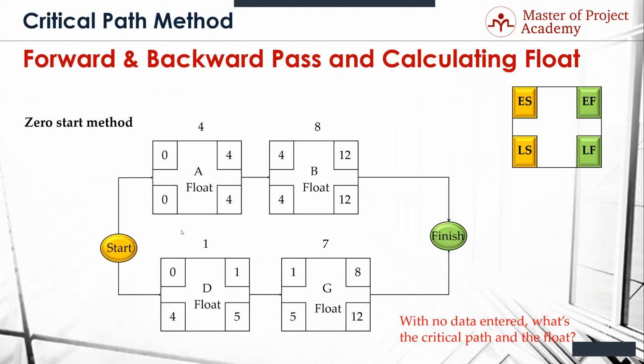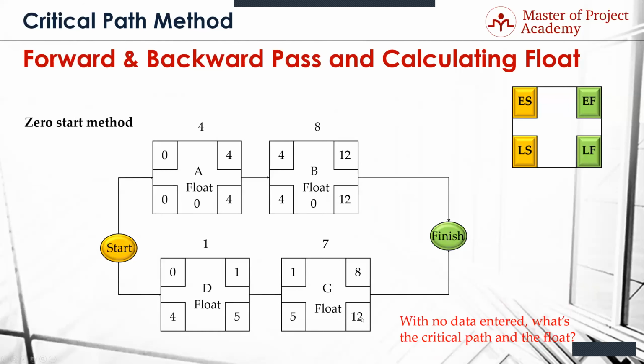So to calculate the float, in the A there, I'm hoping this is A, I'm going to take 0 minus 0 or 4 minus 4, which is 0. Now, did I know that already? Yes, because it's a critical path. Now, if the float is 0 here, it's automatically 0 here, but we already knew that because it's on the critical path. And 12 minus 12 and 4 minus 4 is 0.